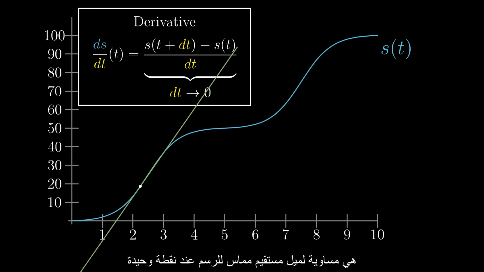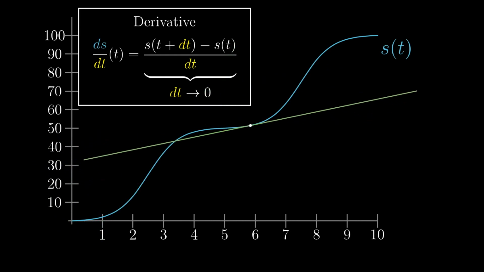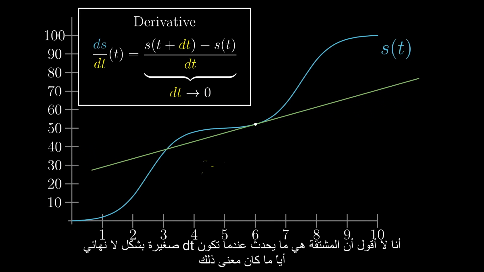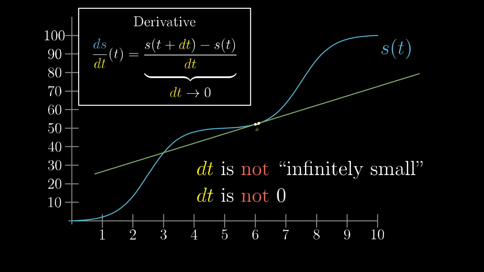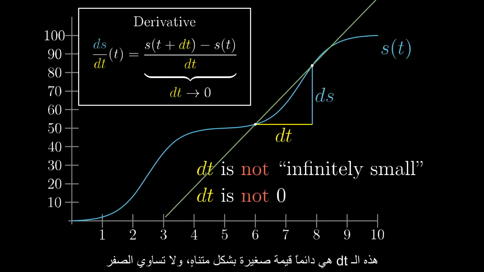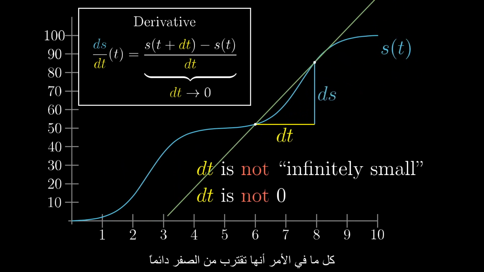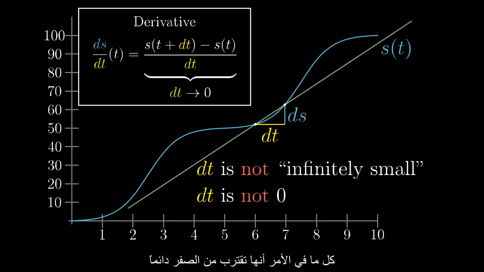It's equal to the slope of a line tangent to the graph at a single point. Now, notice what I'm not saying. I am not saying that the derivative is whatever happens when dt is infinitely small, whatever that would mean. Nor am I saying that you plug in 0 for dt. This dt is always a finitely small, non-zero value. It's just that it approaches 0 is all.